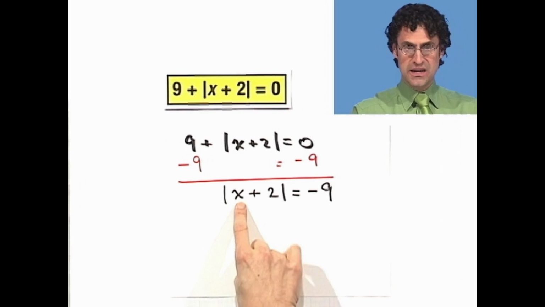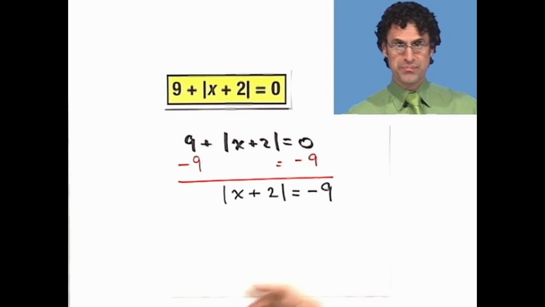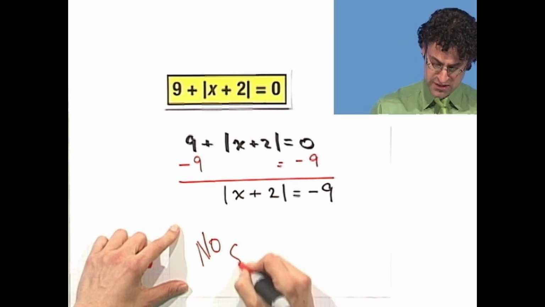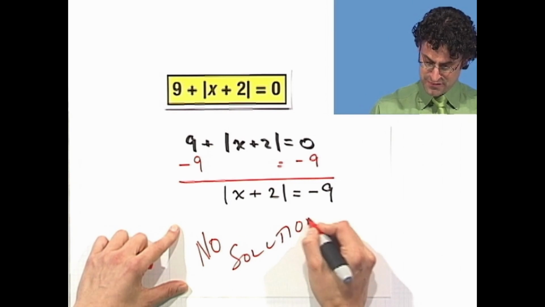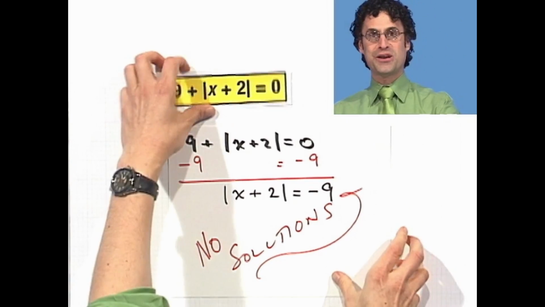So in fact, there is no x that you can think of, no real number at all, that when you insert it in here, add 2, and take the absolute value, it becomes -9. So this has no solutions. No solutions. And I love when an equation has no solutions because that means there's no more work to be done. Very, very cool. Neat.